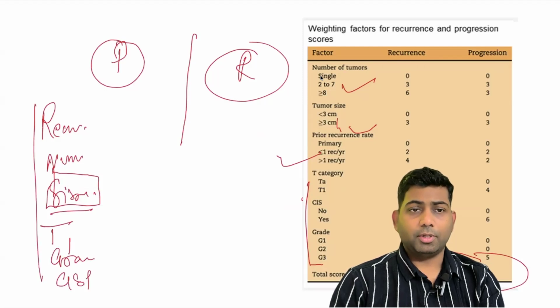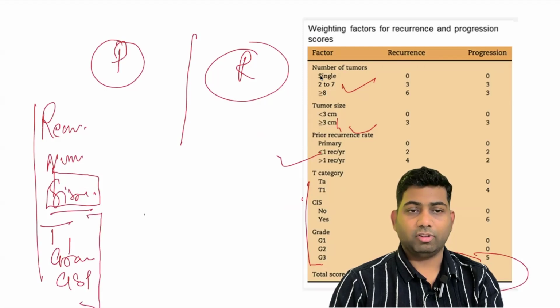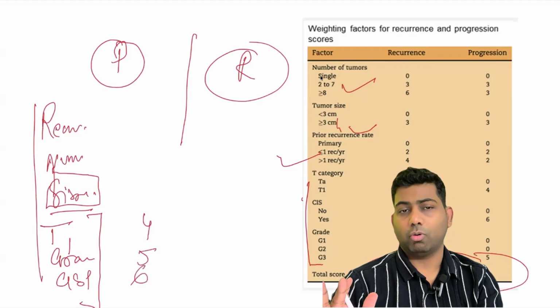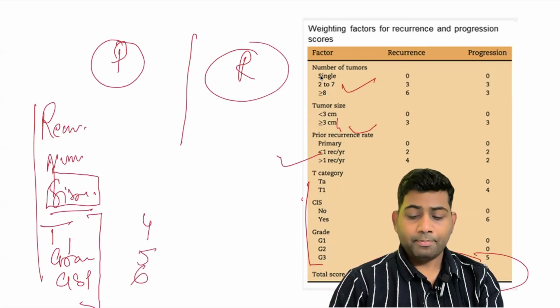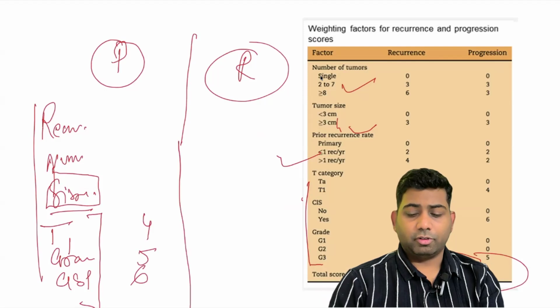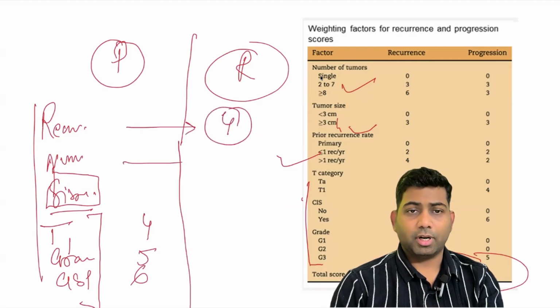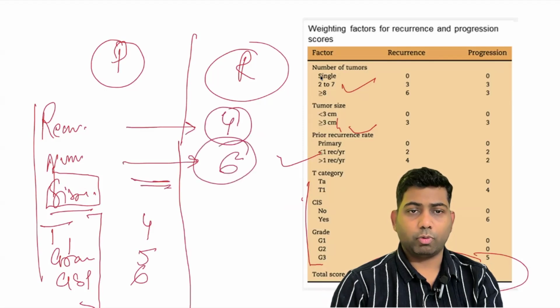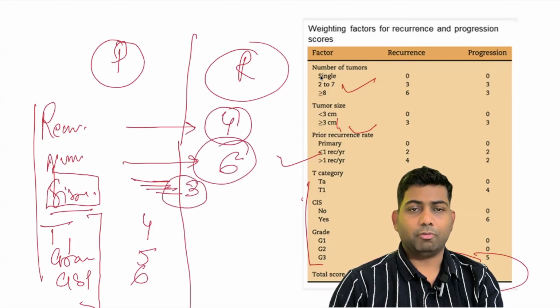Now, if you look at these parameters, the T, grade, and the CIS are the ones which mainly contribute to progression. So it will be 4, 5, and 6. The numbers will be the highest score given to them. Okay. And for the recurrence, it is just the other way. You give this the highest score of 4 and number of tumors you give a 6. And then you have this as an equivalent score of 3 for both.